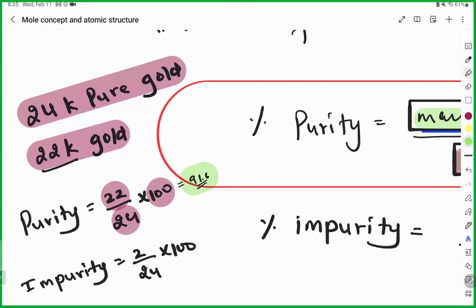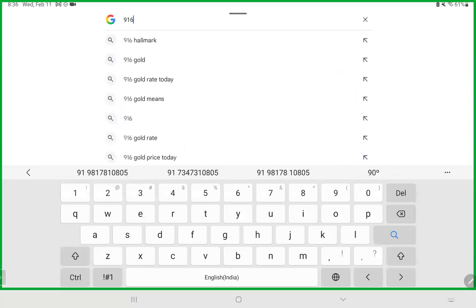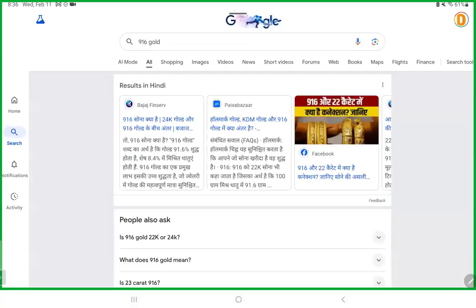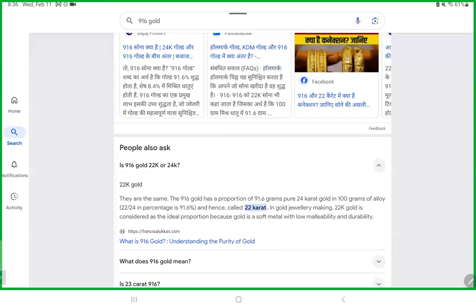Because I recently purchased, so I got to know that whenever you check the purity of the gold and the mark of proper quality, whether you purchase from Kalyan or Tanishq or any other brand, you will see 916 purity. I will show you. 916 gold is 22 carat gold.